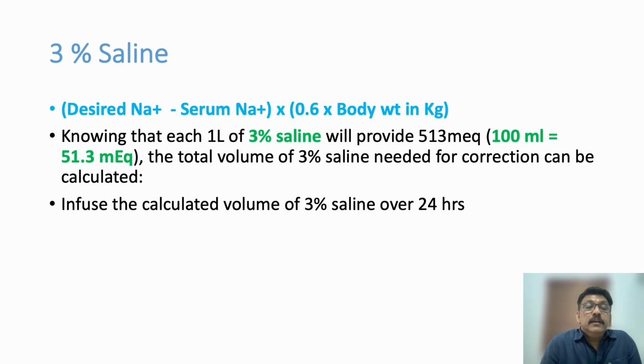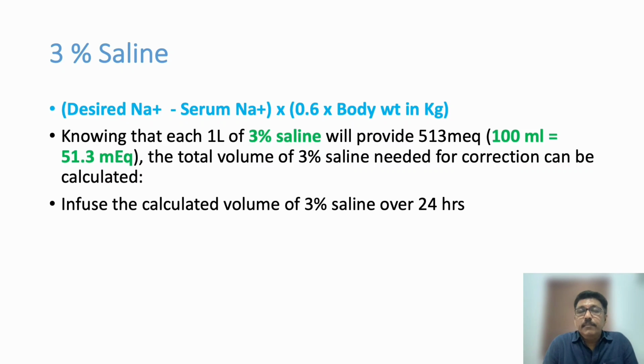Then you should understand that each 1 liter of 3% saline contains 513 milliequivalents. So 100 ml contains only 51.3 milliequivalents. Then you can calculate the amount of 3% saline required to correct this hyponatremia for the patient. But this is only a total correction we are calculating now, so it may take several days to correct that. We need to give 3-4 bottles of 3% saline in a day, and it takes 5-6 days to correct the total deficit, because any hyponatremia, whatever you calculate, should not be corrected in a single day.